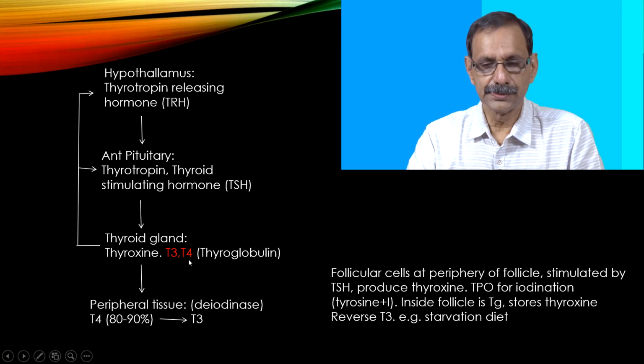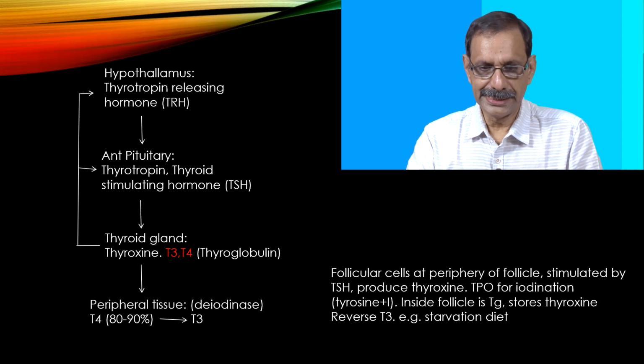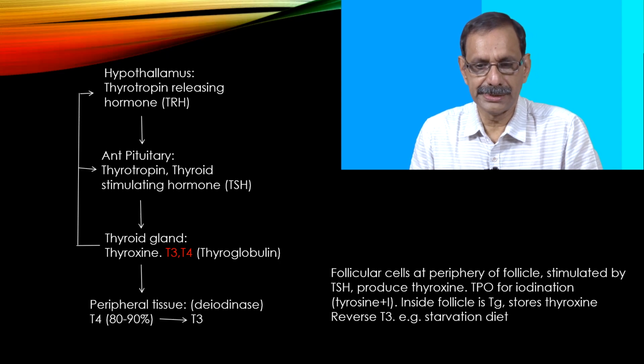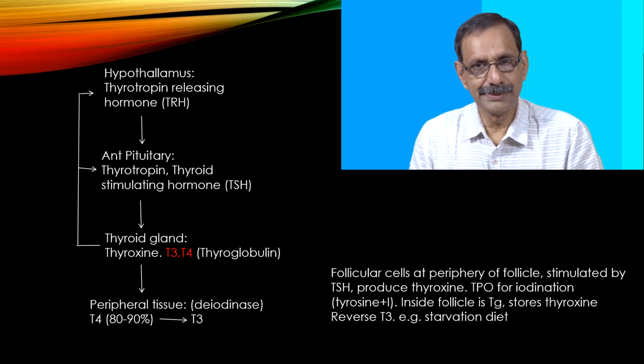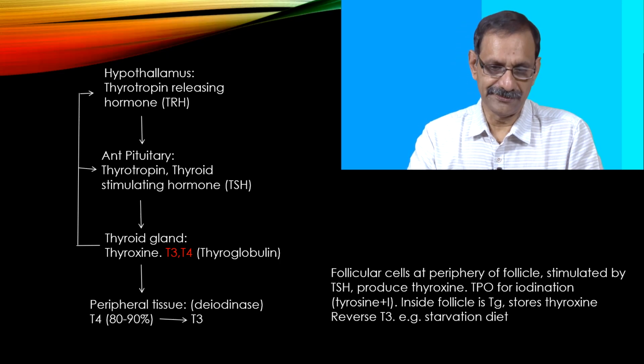Now what happens to the T3 and T4 that is secreted? T4 goes into the peripheral tissue, gets converted to T3, and then it becomes active. So then if T3 is the active component, why should T4 be secreted more than T3? That is basically because T4 has a longer half-life. T3 has a very short half-life.